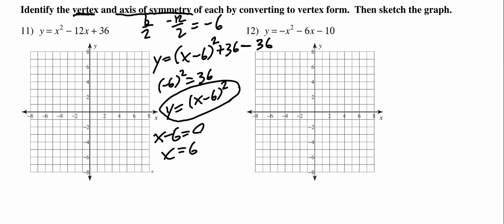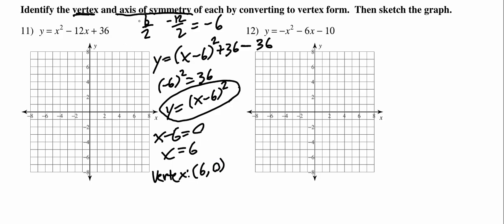So the vertex, just write this out. The x-coordinate, we know that's 6, right? So the y-coordinate is going to be 0 because the y-coordinate is always the number that's over here. So it's going to be plus or minus 0. So 0 is our y-coordinate for the vertex. So step 1, we found the vertex.